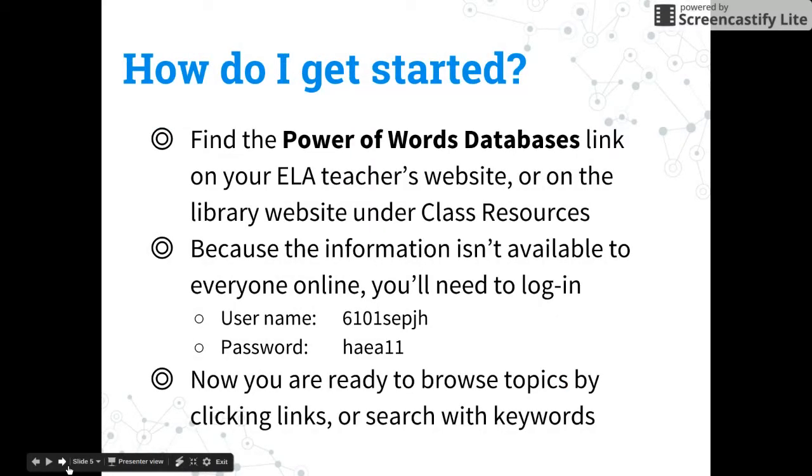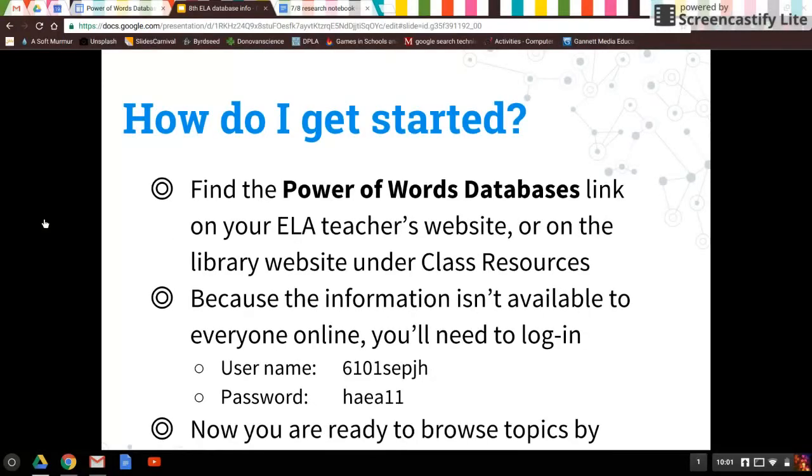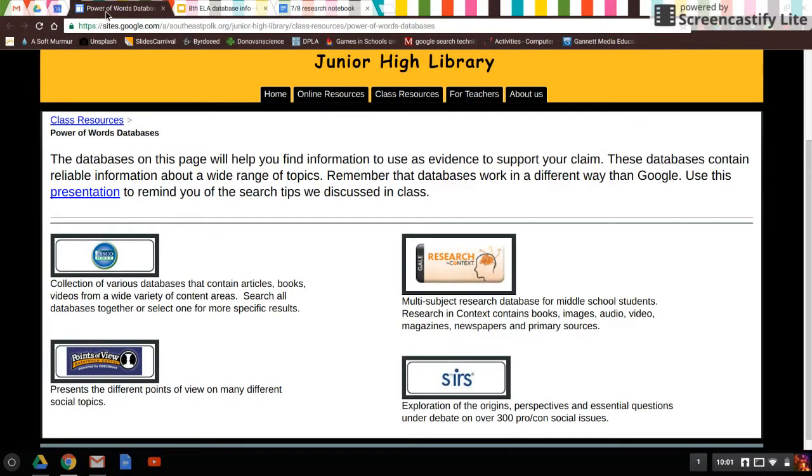So how do I get started using these research databases? To get started, we're going to follow these steps that I have on the slide here. So first, you'll find the Power of Words database link either on your teacher's website or on our library website under the Class Resources tab. And once you're on that page, that looks like this, you'll see 4 different research databases that you can use for this project. Each database is a little different in the way it looks, but they're all similar in the way they work. So they're collections of information that we can search through.